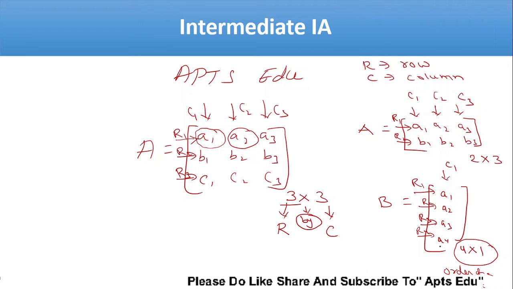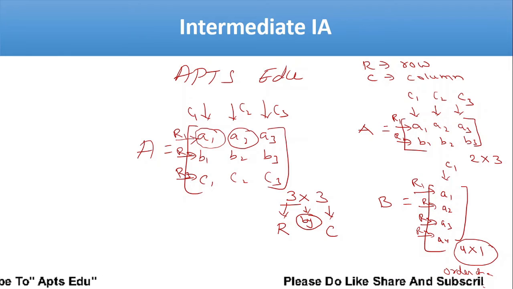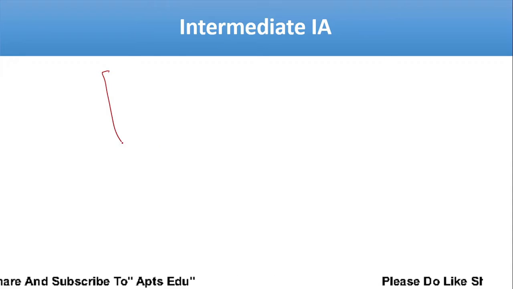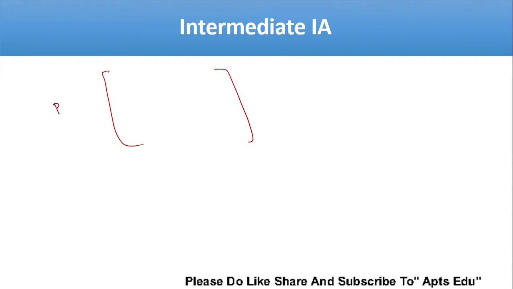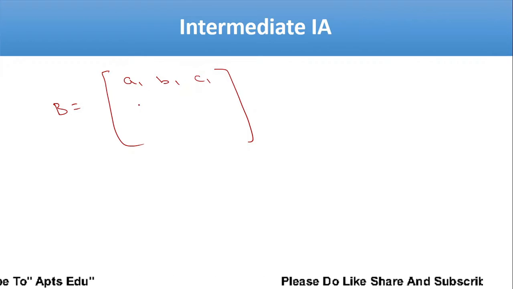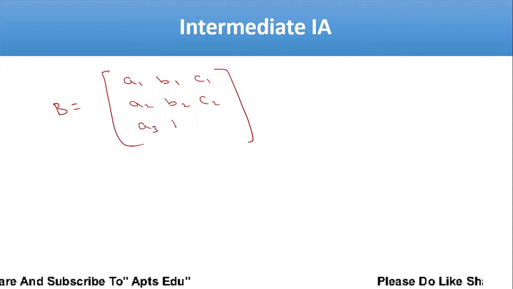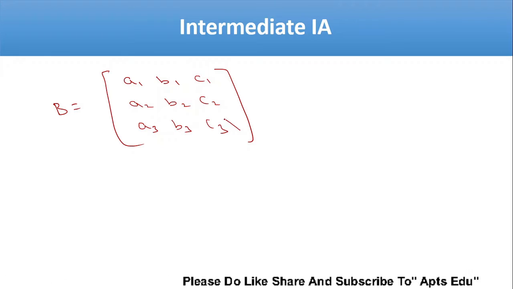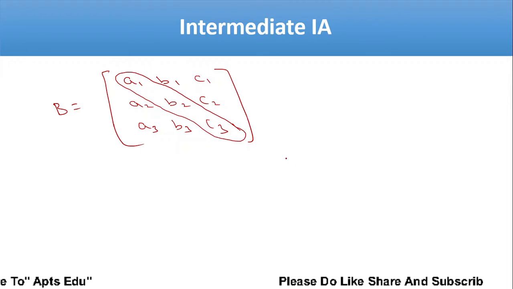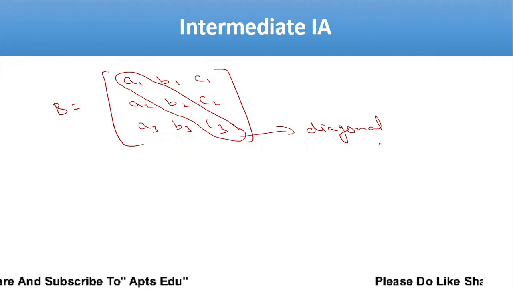This is very important when you want to add, subtract, or multiply. So more examples. A1, B1, C1, A2, B2, C2, A3, B3, C3. These elements which I'm rounding off, we call diagonal elements.